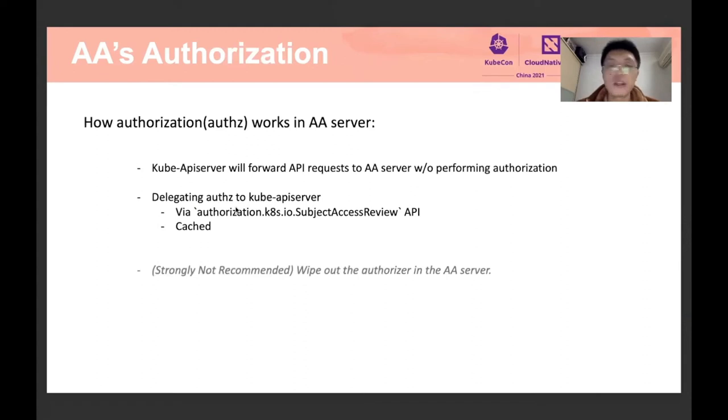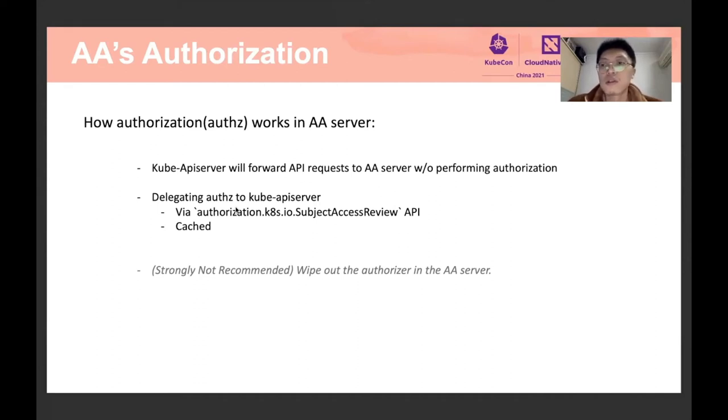Then after the authentication, the next thing that happens is the authorization. Authorization inside an aggregated API server is pretty easy. First of all, for clarification, the Kube API server will just forward all the requests to AA servers without performing any kind of authorization check.